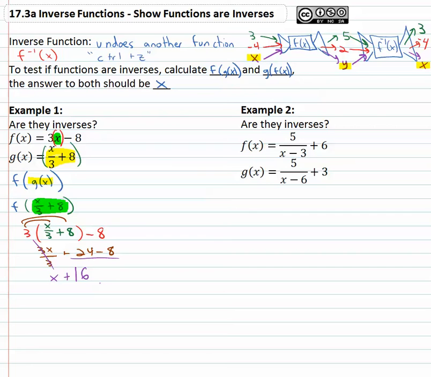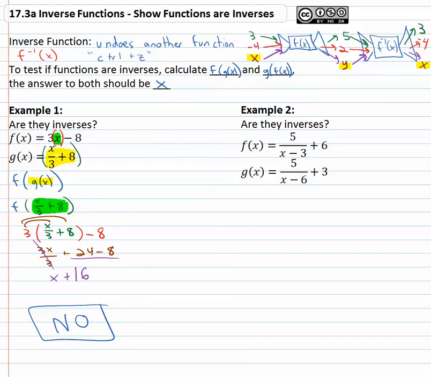Did we end up with x like we wanted when you went from one function to the next? No. We ended up with x plus 16. That means these functions are not inverses. No, they are not inverses because they don't undo each other. They're off by 16, if you will. The only way they're inverses is if we calculate the composition and the result we get is simply x.